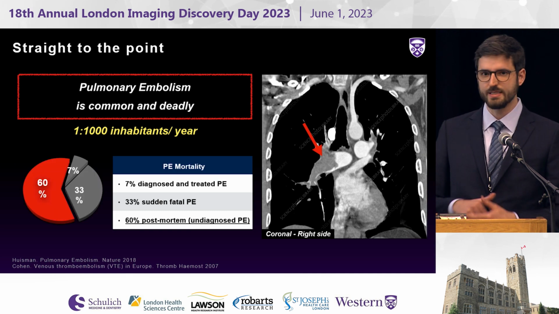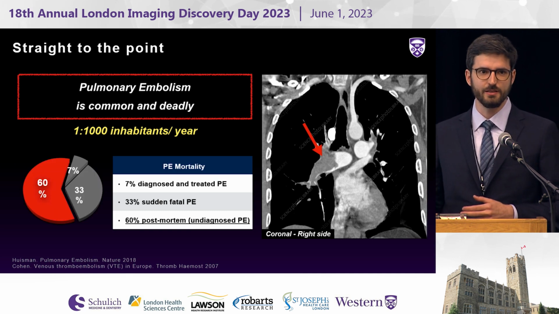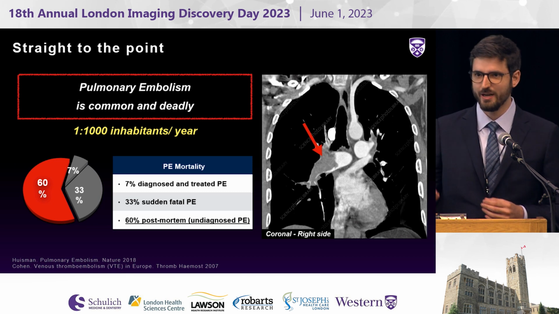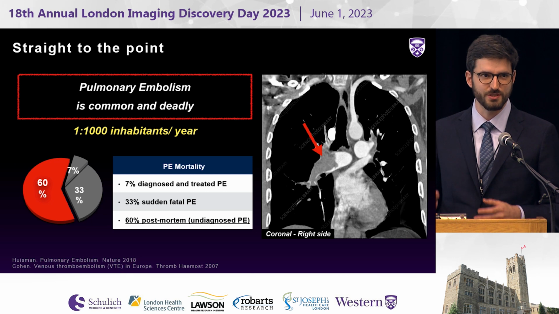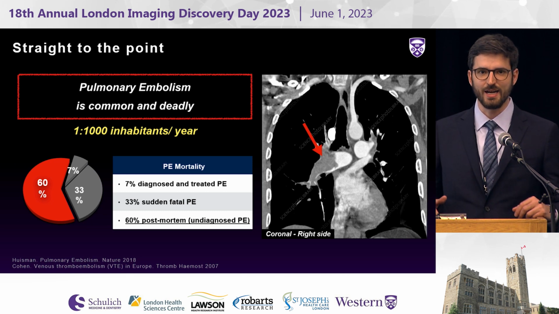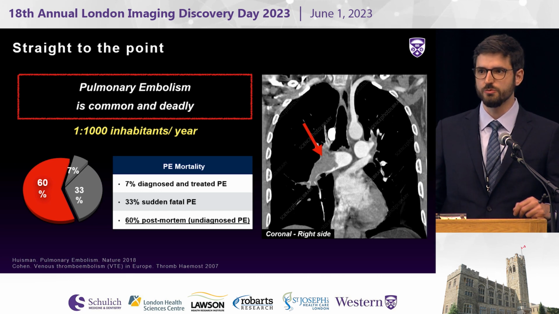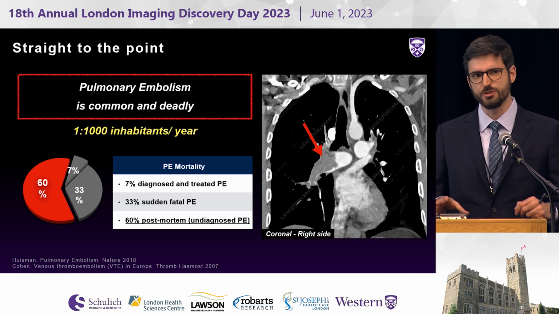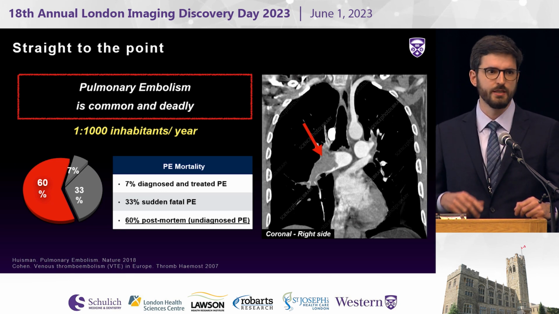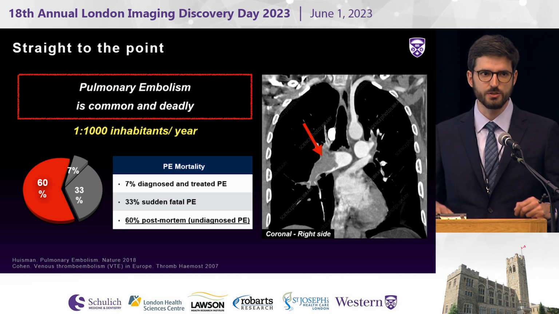And if you don't think that 10% dying in 1 year is high enough, the most dramatic data about PE is that the vast majority of patients, 60% of patients, die of PE, and you never knew. It's a diagnosis that you make after they're dead, post-mortem, meaning that these 60% of patients with PE never had a fighting chance. They never got diagnosed, and they never had a chance to be treated.